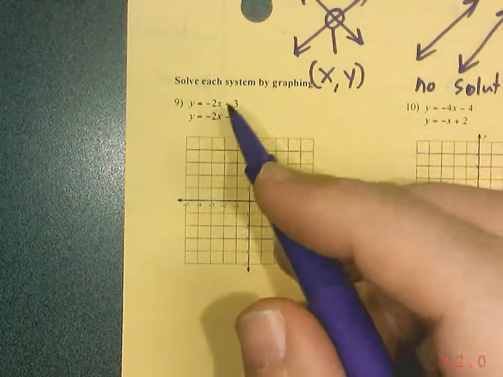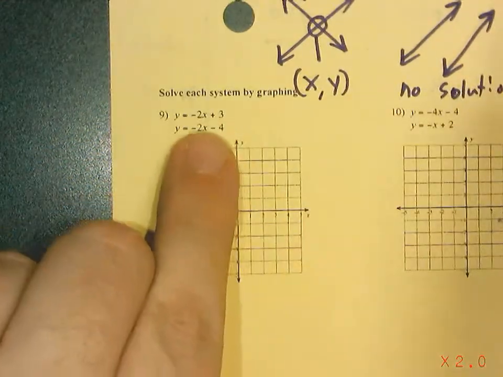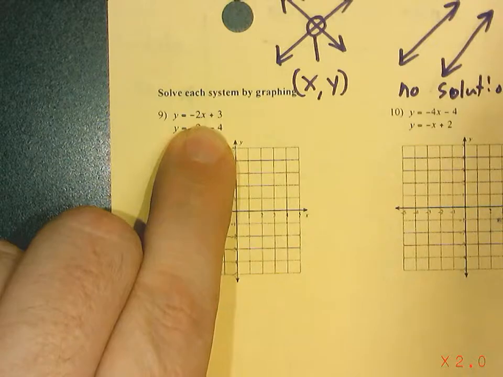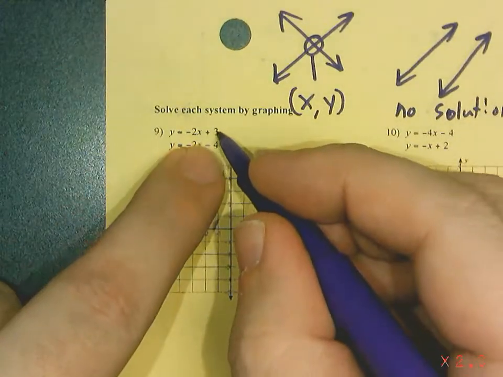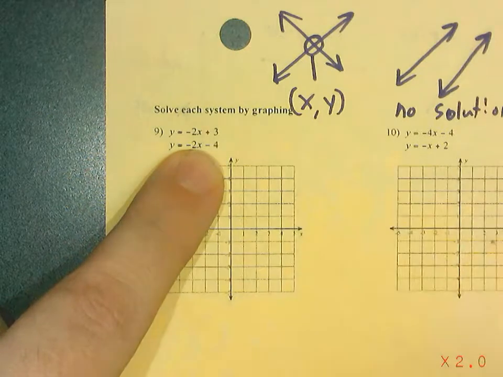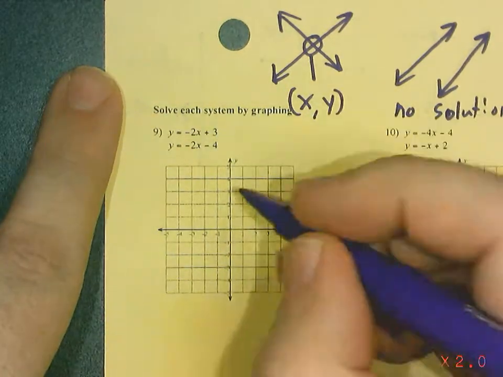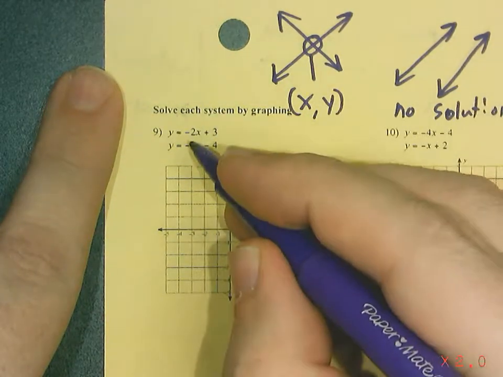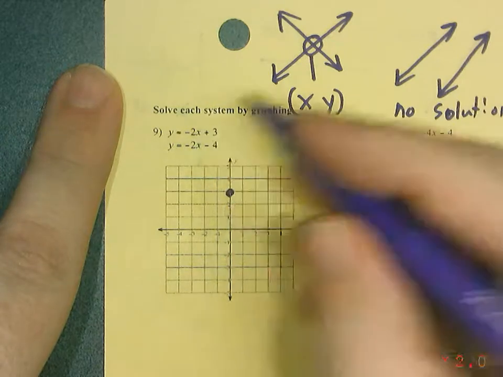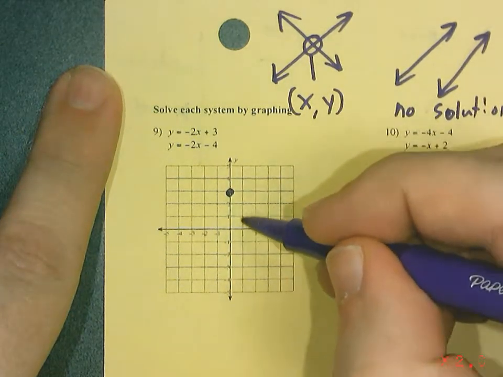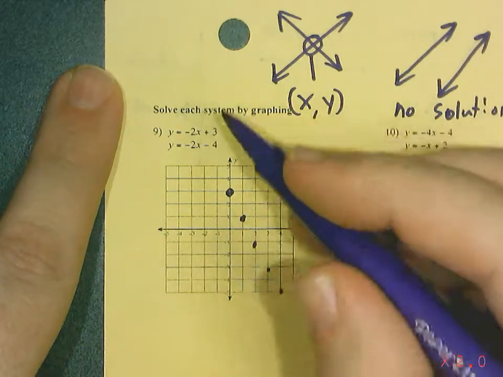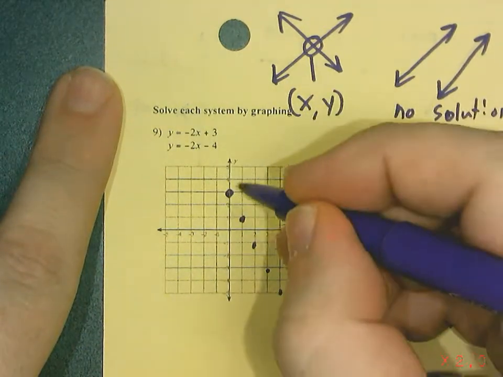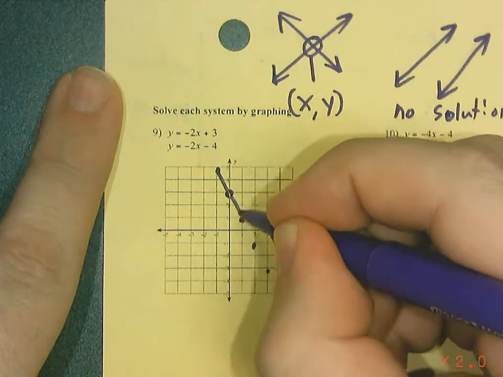So when we graph these systems, we just do one equation at a time. So y equals negative 2x plus 3. This would be my y-intercept. This would be my slope, right? So I would start at 3. My slope is negative 2 over 1. So I'd go down 2 over 1, down 2 over 1, etc. Okay, so that would be that first line right there.